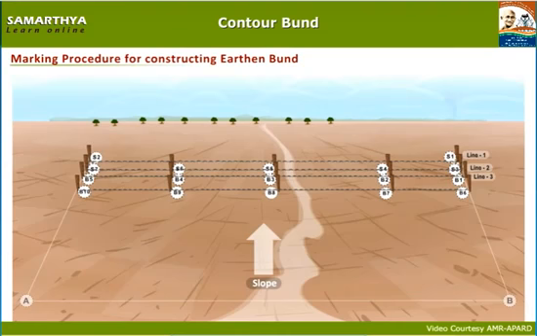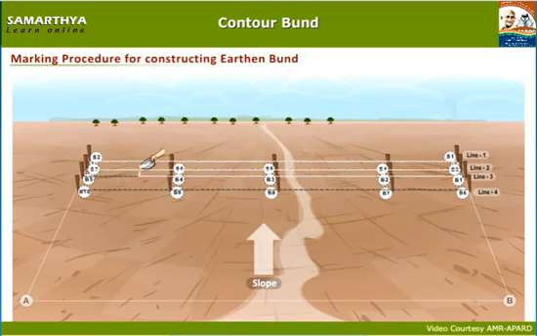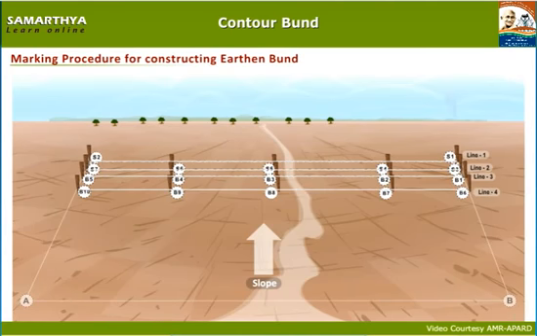Draw a line along S1 and S2 with lime powder. Draw a line between S3 and S7 with lime powder. Draw a line between B1 and B5 with lime powder. Draw a line between B6 and B10 with lime powder.